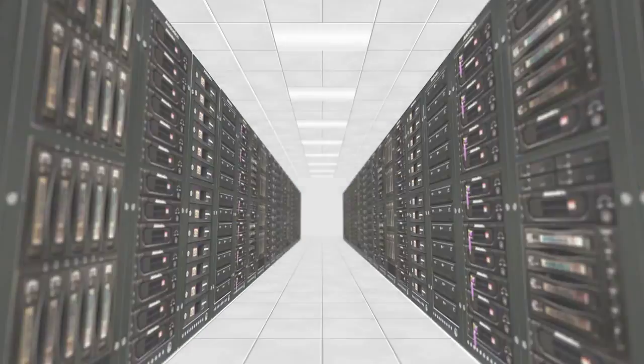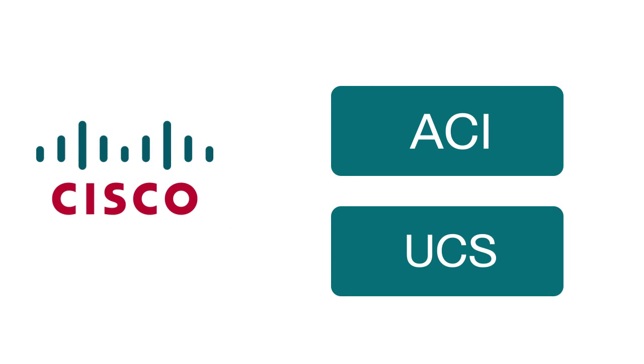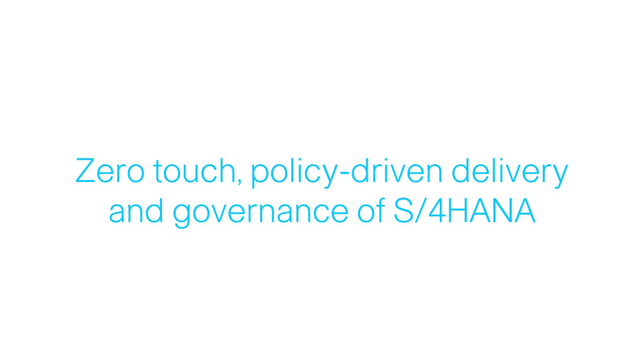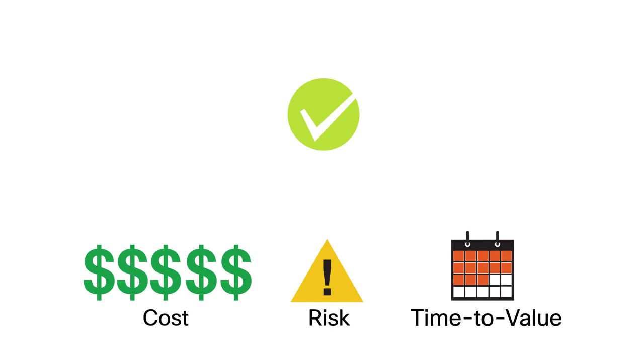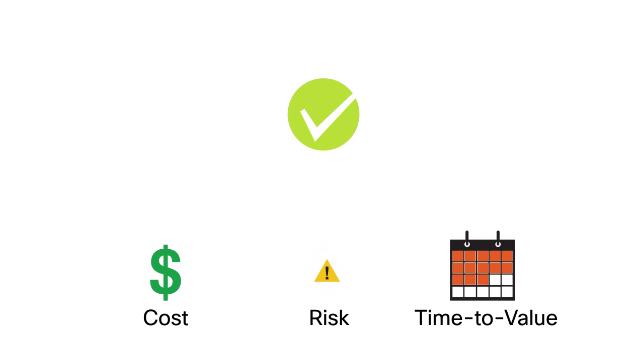step towards digitalization. In partnership with Cisco and Vnomic, a member of the SAP Startup Focus program, SAP is leveraging Cisco ACI and UCS to automate the deployment of S/4HANA. Zero-touch, policy-driven delivery and governance of S/4HANA combines the simplicity of an appliance with the flexibility of a manual deployment, reducing cost, risk, and time to value.